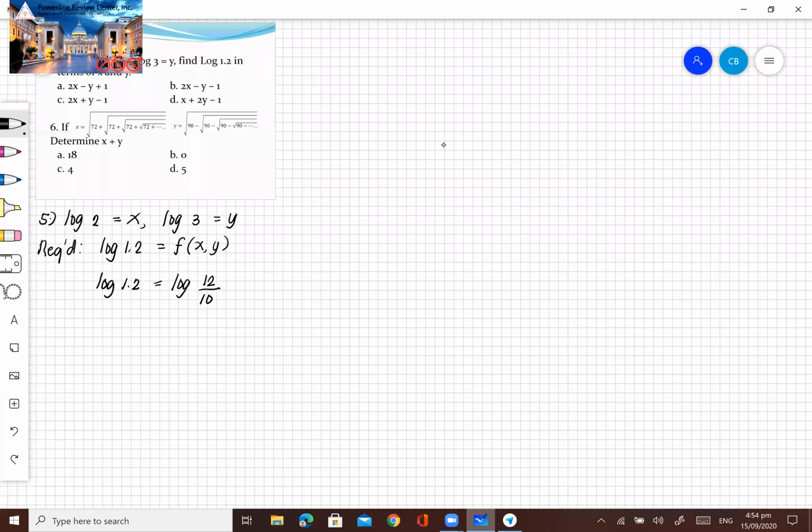In that case, we can now apply the property of logarithm. If you divide, that is equivalent to subtraction. So, log of 12 minus logarithm of 10. Right?